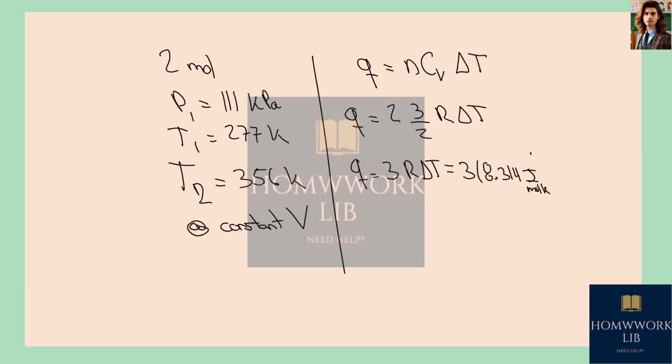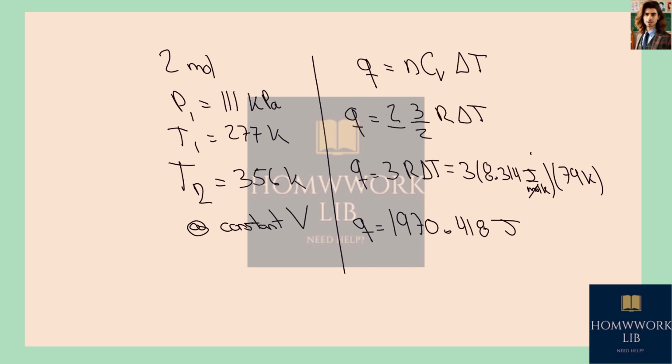Remember that we have already multiplied by 2 moles over here, so we can get rid of the moles and multiply by the delta T. The value for delta T in this case is 356 minus 277, so a delta T of 79 Kelvin. The heat coming from this process is equal to 1970.418 joules.